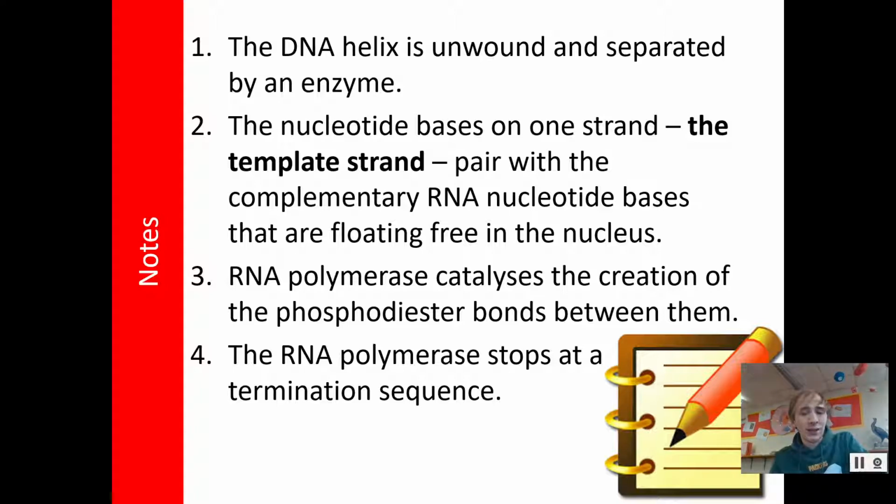RNA polymerase, which has a very similar function to DNA polymerase, then catalyzes the formation of phosphodiester bonds between the new nucleotides. So in my example, I've got my AAA on my DNA side, I've got my UUU, which have now been attached. I'm going to join all those U's together. And then the RNA polymerase stops when it hits a termination sequence. So basically, it's going to drop off.